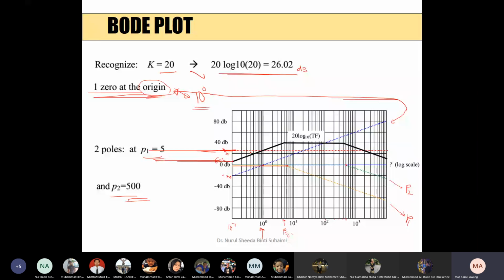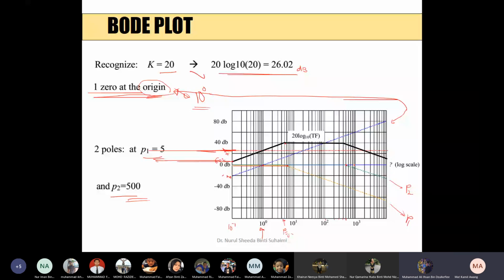It increases until it hits P equal to 5 here. Until it hits there, then it starts to cancel out in these two. The zeros and the P1 cancel out, so it's flattened. It flattens out until it reaches P equal to 500. When it reaches P equal to 500, then you have the contribution from the P2.